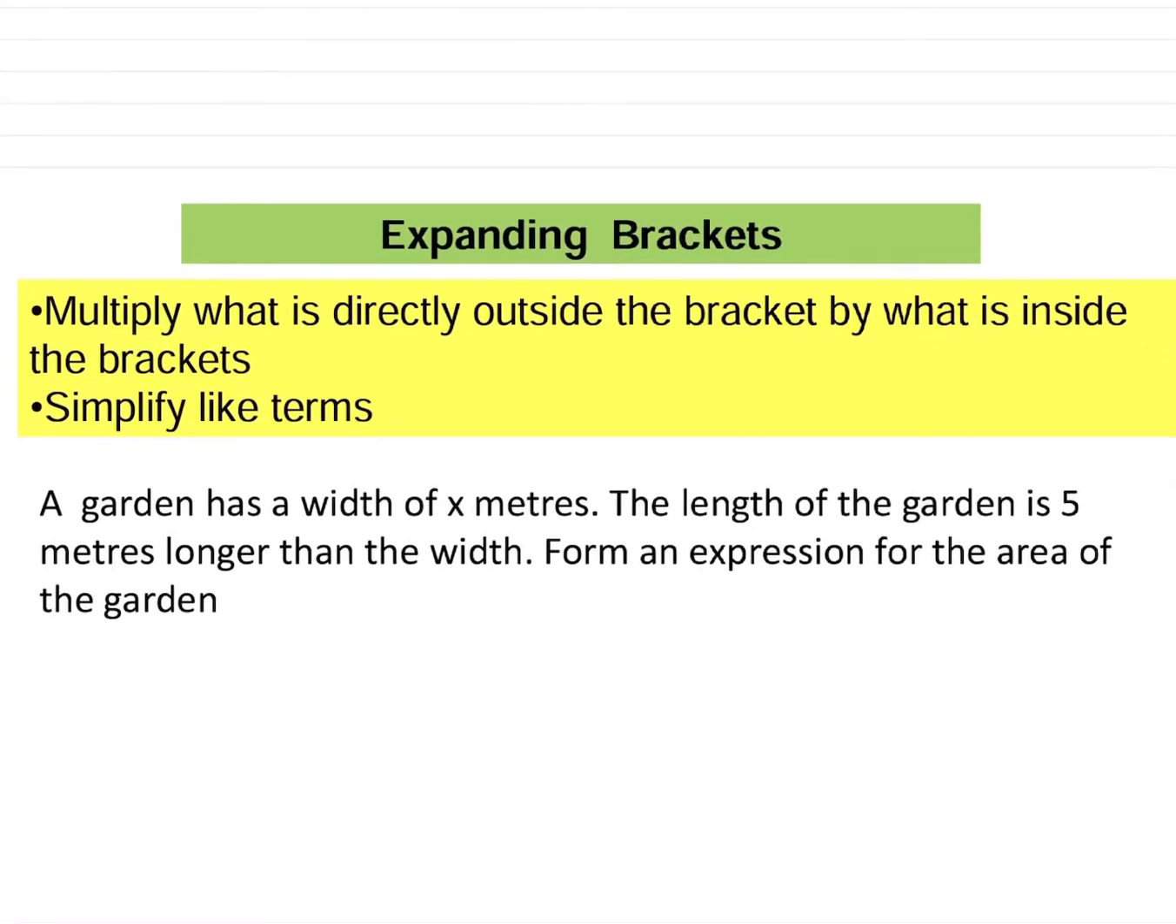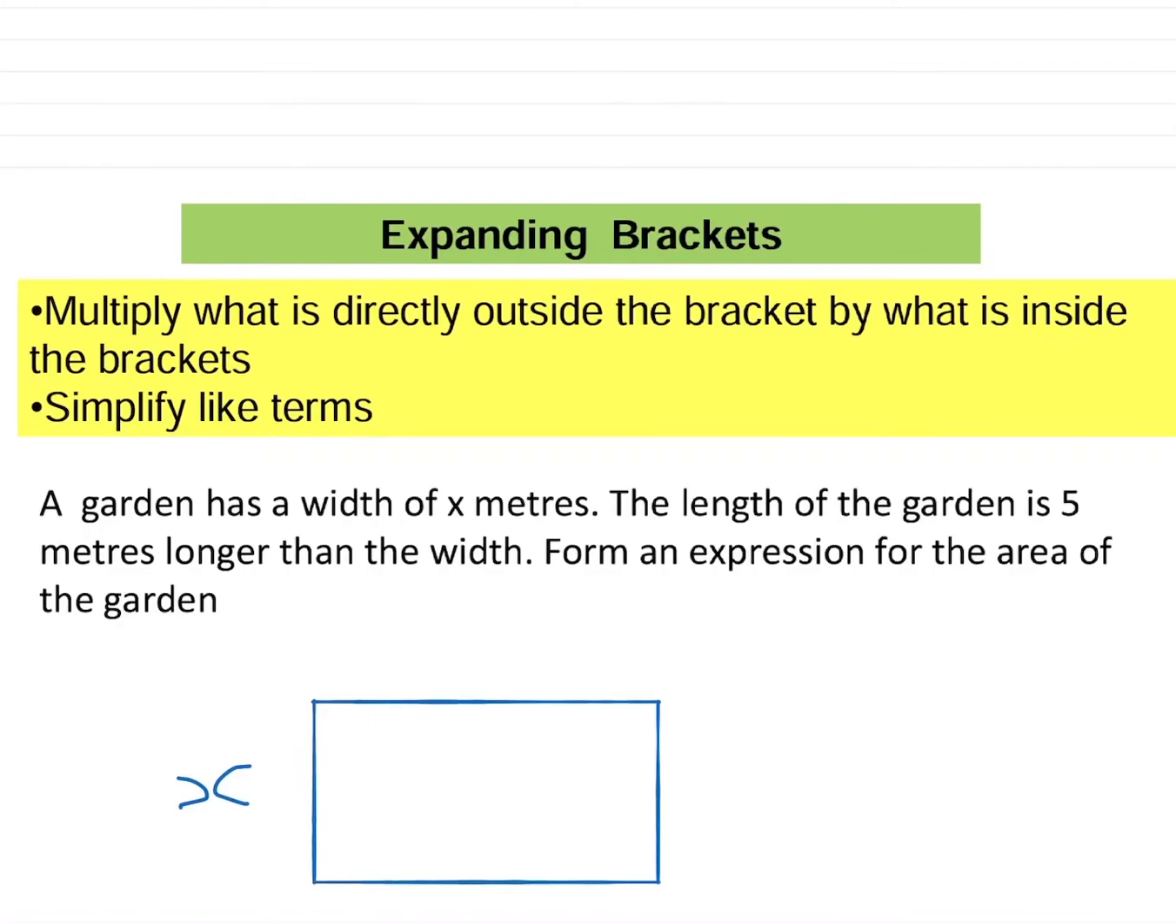Final example here. We are told that a garden has a width of x meters. The length of the garden is 5 meters longer than the width. Form an expression for the area of the garden. So the first thing I'm going to do is just draw this out. So we're told the garden has a width of x meters. And then the length of the garden is 5 meters longer than the width.